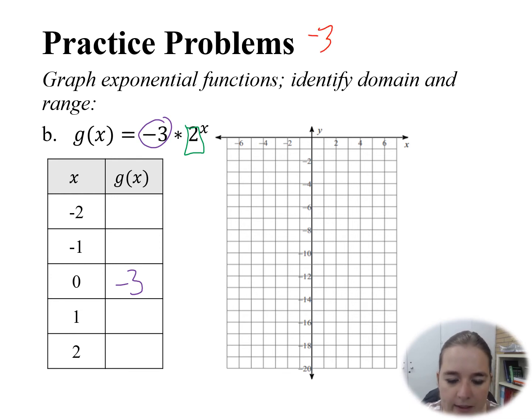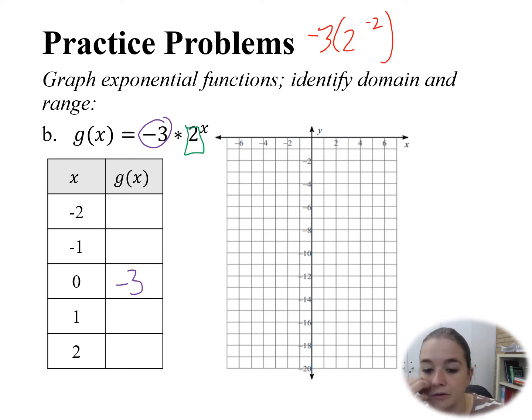I get -3 times 2 to the power of -2. I can type that in on a calculator. I can use what I know, and I find out that it's -3/4. If I do it again for -1, I get -3/2. When I plug in 1, I get -3 times 2 to the first. Well, that's just -6. And then 2, I get -3 times 2 squared. Well, 2 times 2 is 4. 4 times -3 is -12.